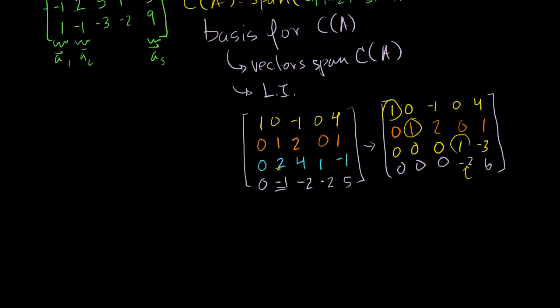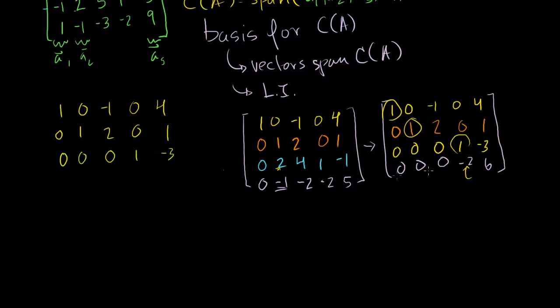So let me write my first row just the way it is, because everything above it is 0, so we don't have to worry about it. So my first row I can just write as 1, 0, minus 1, 0, 4. I can write my second row 0, 1, 2, 0, 1. I can write my third row as 0, 0, 0, 1, minus 3.